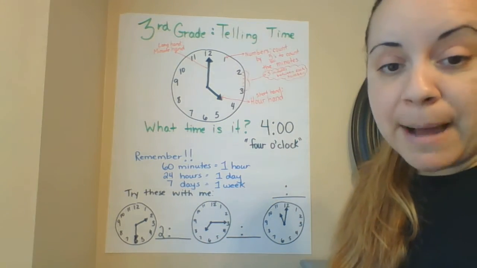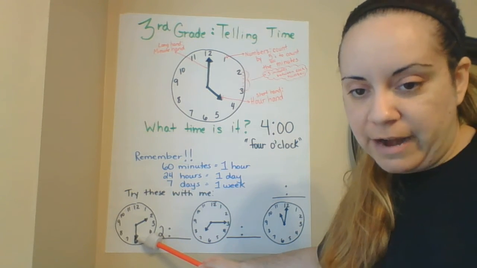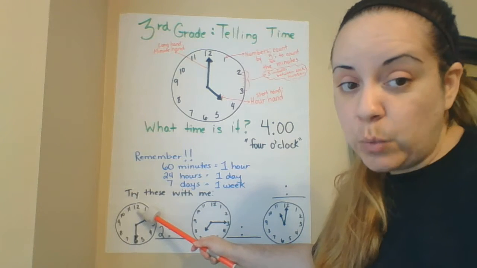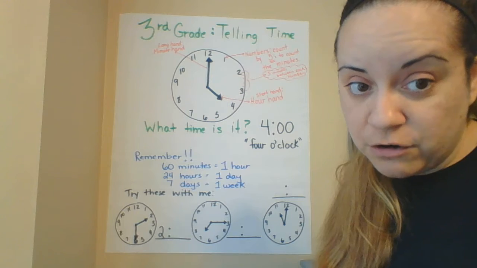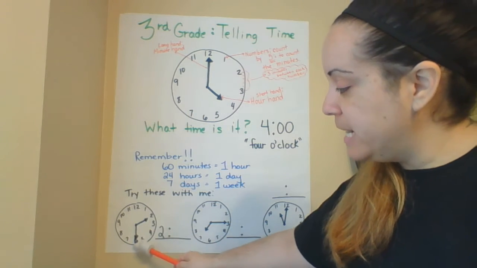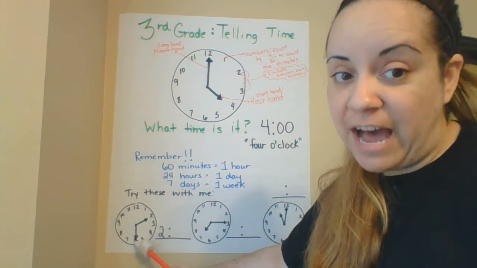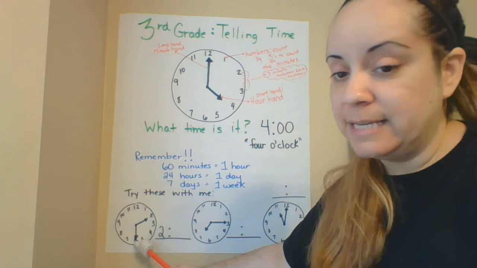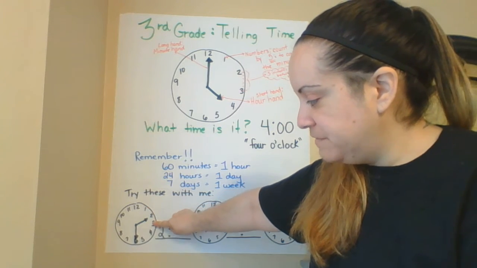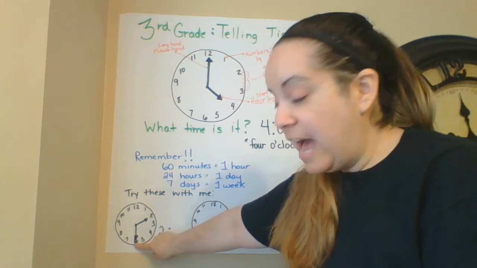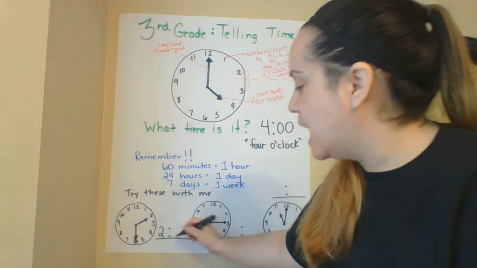Now I have to look at my minute hand to see what time it is. My minute hand is the longer hand. Now it's not pointing to the 12, so I don't say 2 o'clock because that was not correct. I know that my minute hand is pointing to the 6. So I have to count by 5s to see what number the 6 is. So let's do it together. 5, 10, 15, 20, 25, 30. Good job.